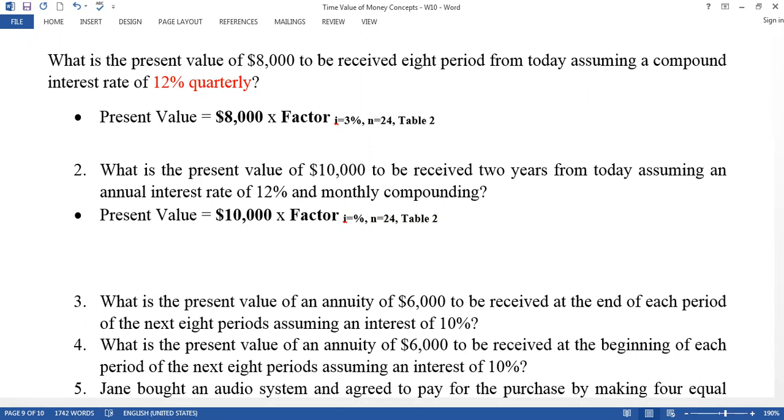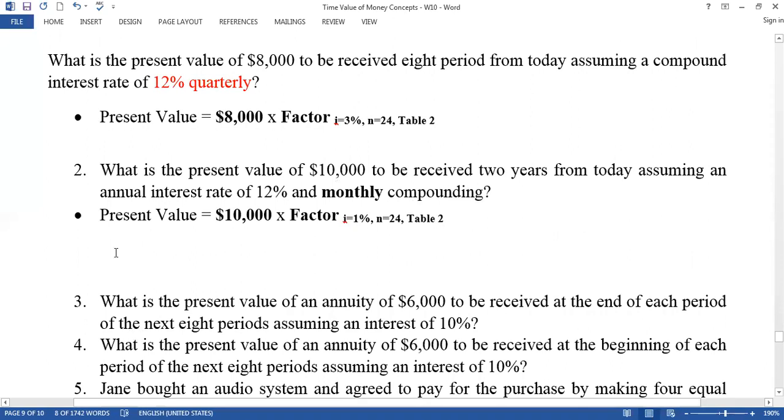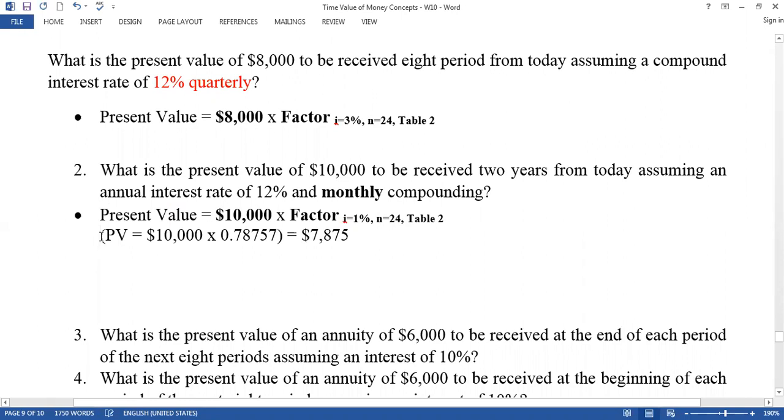Let me see. The question said monthly. So it is not 12, right? It is 1%. And this is 24, this is 24 and table 2. And this is the solution.